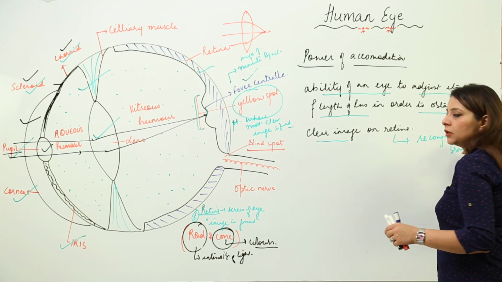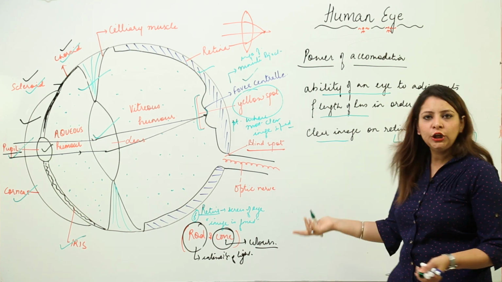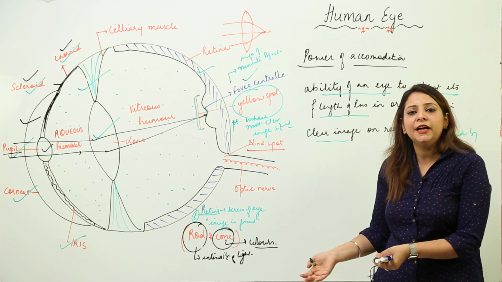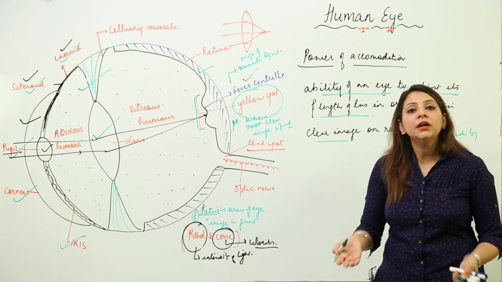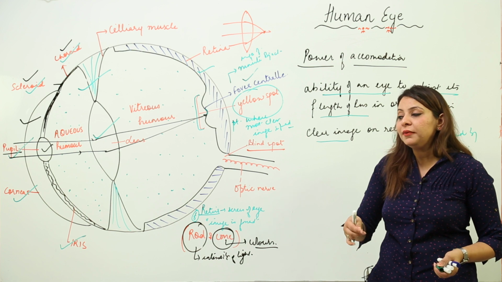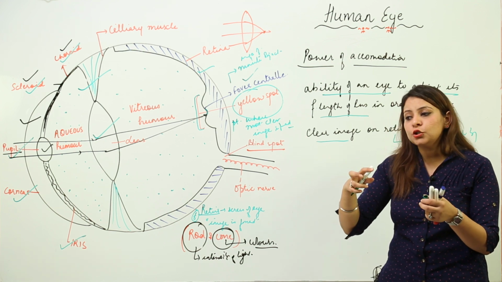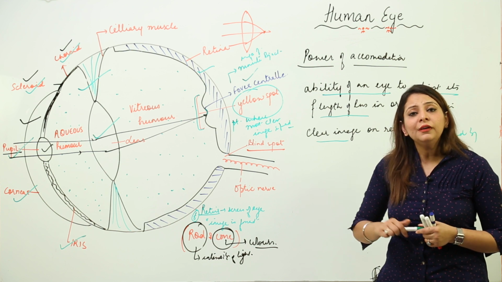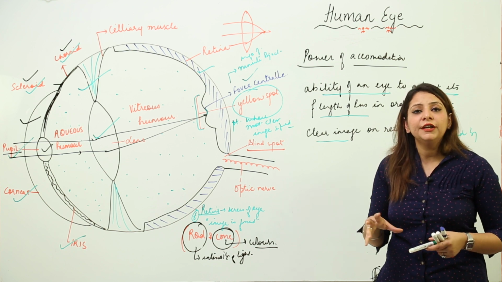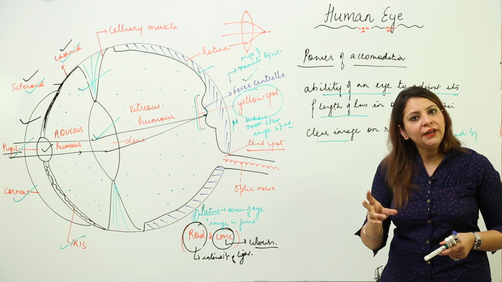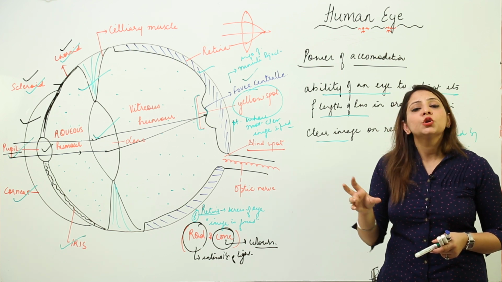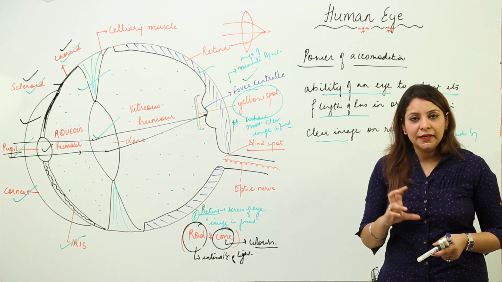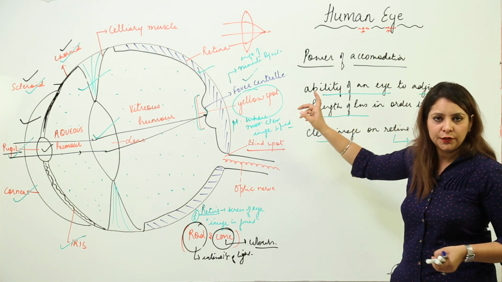This is what we want, because it is of no use if the image is formed on the retina and we are not able to recognize what the image is, or the image formed is too bright, or it is not an appropriate one. So that means it is of no use. We want the image formed on the retina to be clear, with appropriate brightness and colors as well, so that it can be easily distinguished by the brain. So this is accommodation.